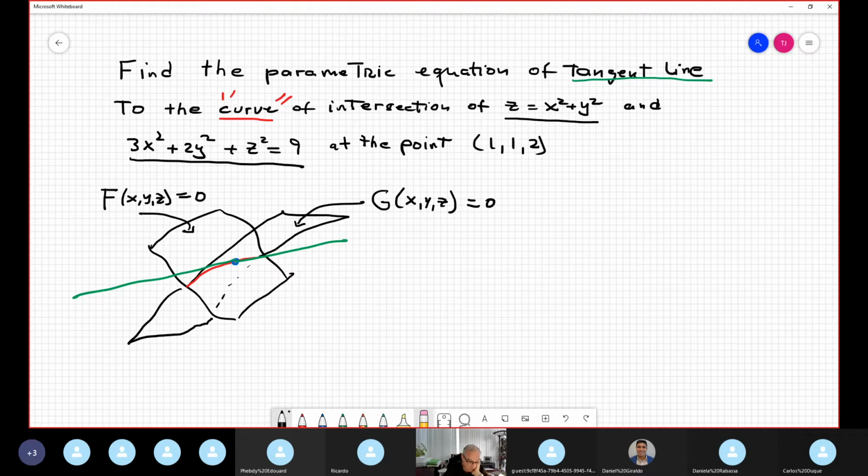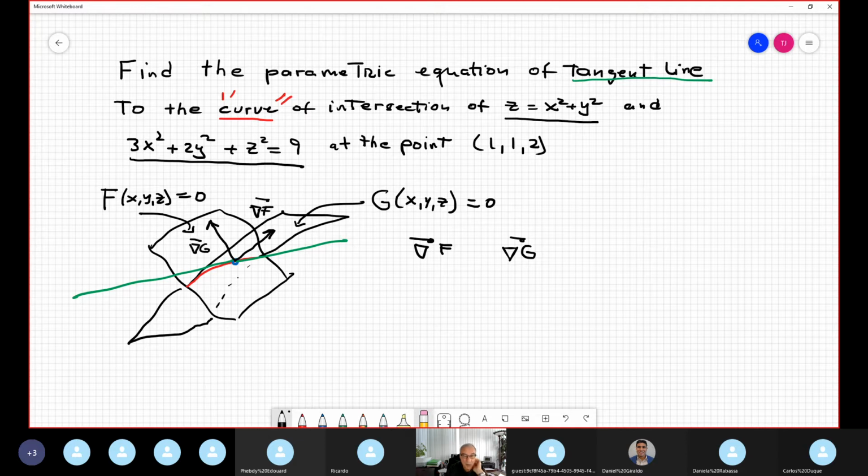Then I find the gradient, I find both gradients. I find the gradient of capital F and the gradient of capital G. Okay, entonces in this specific point, I know that the gradient is perpendicular to the level surface. So the gradient F looks like that, and the gradient G looks like that. This is gradient of F, and this is gradient of G.